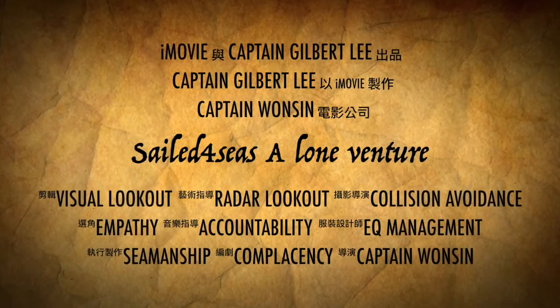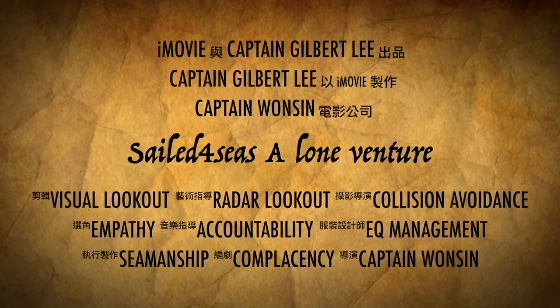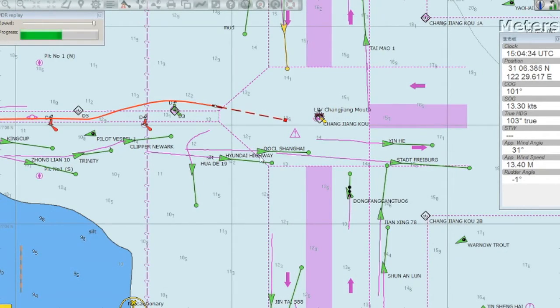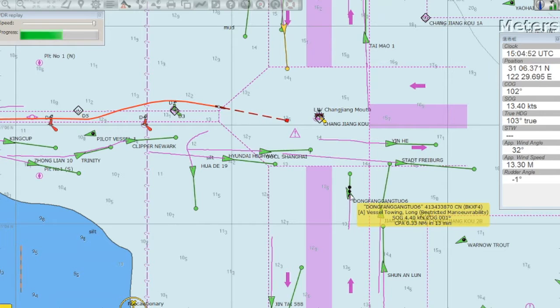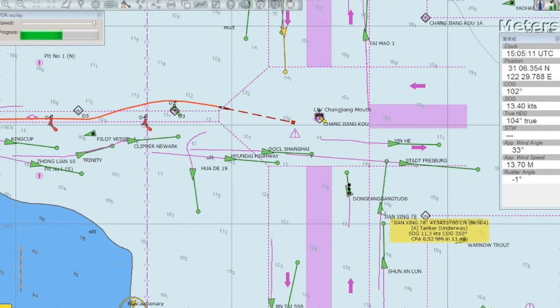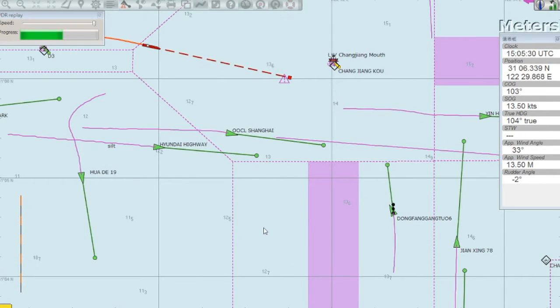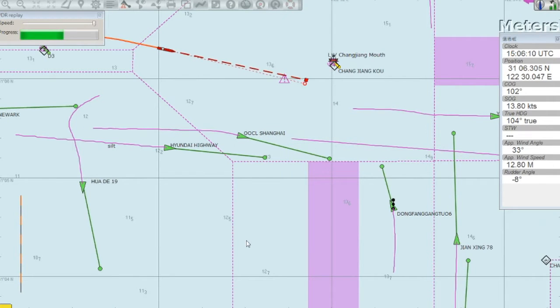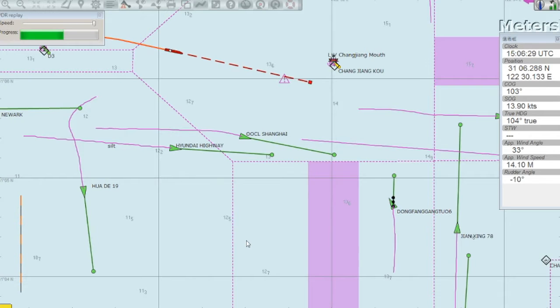Okay, today is our Sailed4Seas Talk 3. We have introduced some basic concepts of collision avoidance. Right now, we are going back to the same video, continuing our journey through its venture.